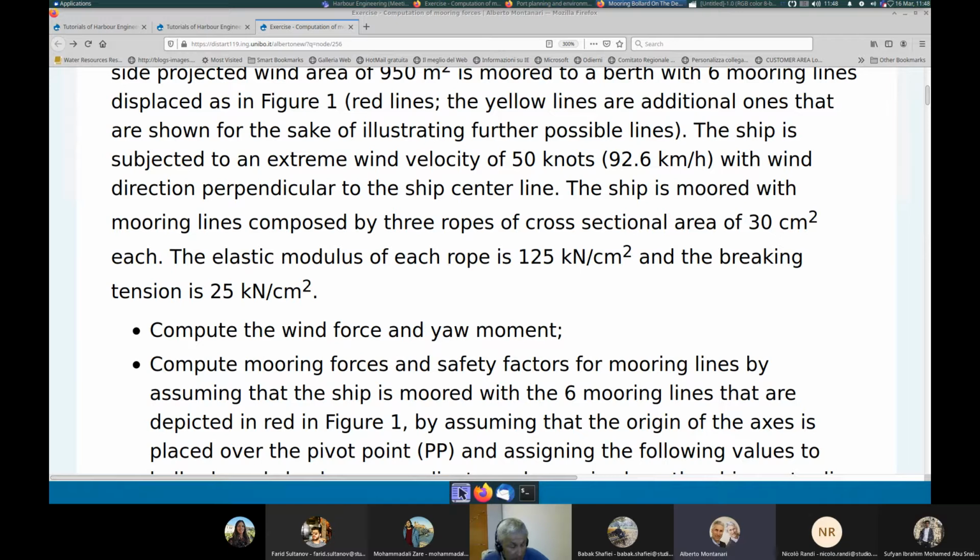elastic modulus is important because we need to estimate the elasticity of each mooring line. Again, I assume that you know what the elastic modulus is. If you have any problem with this, please let me know, but on the other hand, I would suggest to you to go back to your studies of structural mechanics first, because it's something that we are not supposed to discuss here.